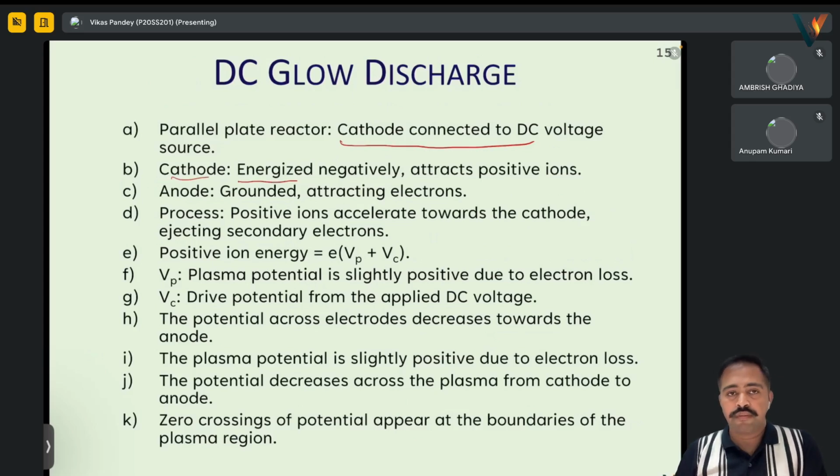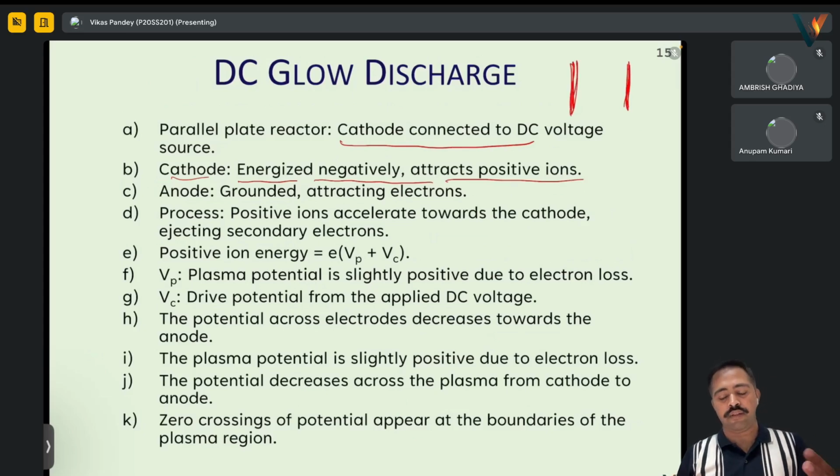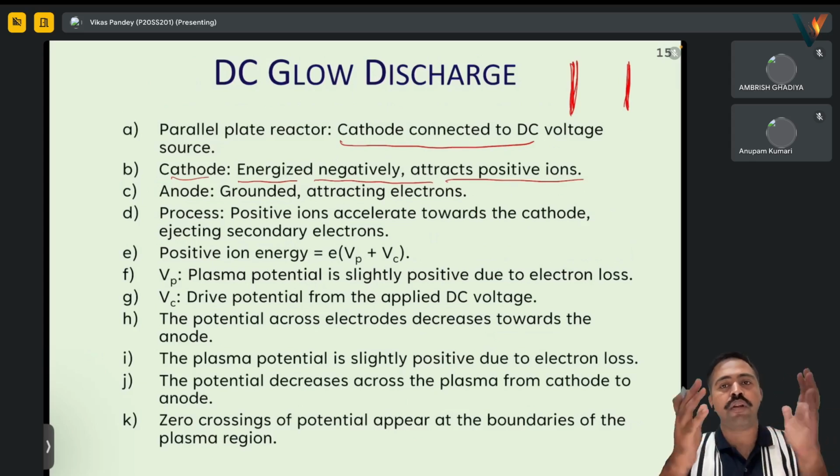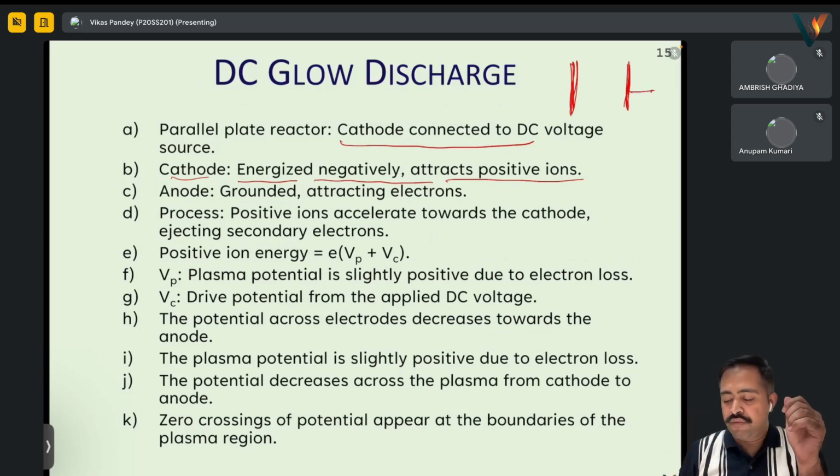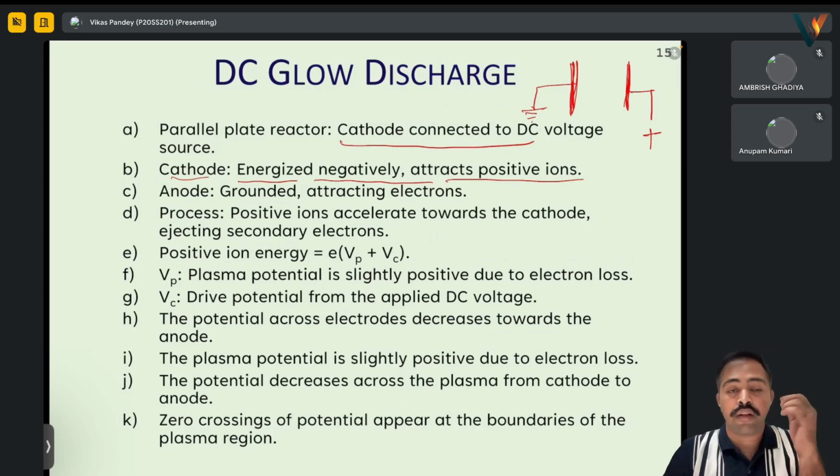The cathode is energized negatively and attracts the positive ions, whereas the anode will be grounded. So we have two plates, not exactly in a parallel platform, it can be circular, but seeing from the side, we have two plates separated by a distance. We have the cathode connected to negative, and the anode grounded.